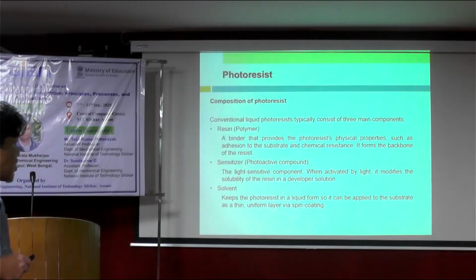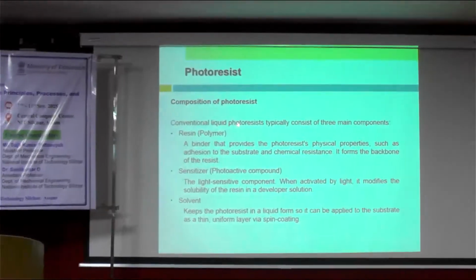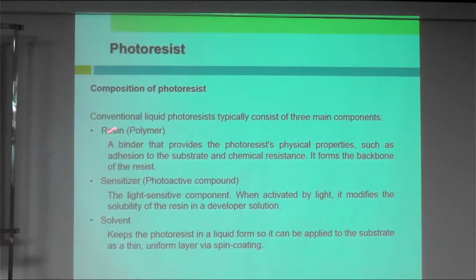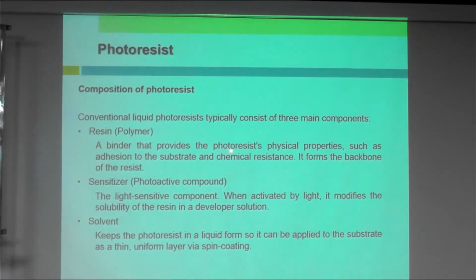So what does photoresist consist of? In the photoresist, the chemical materials: conventional liquid photoresist typically consists of three main components. One is the resin or the polymer itself, a binder that provides the photoresist physical properties such as adhesion to the substrate and chemical resistance. It forms the backbone of the photoresist. So basically the main component is the polymer itself, the resin.